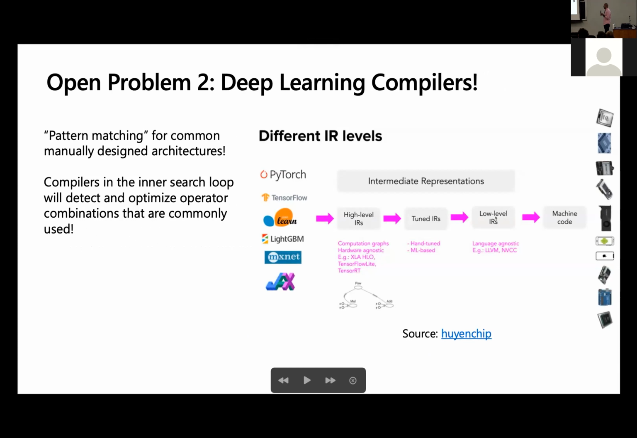Another problem, and this is the last one, so the last 2 minutes before lunch, is that there is another revolution happening in the deep learning world today.